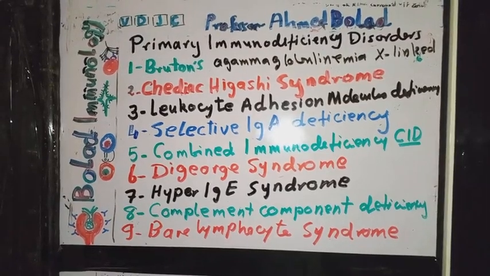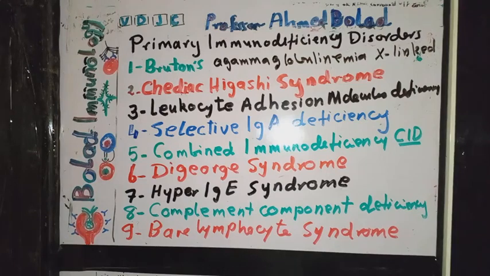Today I'm going to talk about primary immunodeficiency disorders. Usually this deficiency is due to a genetic defect, and it appears early in life, and it is usually X-linked. That is to say, it affects boys or males more than females.